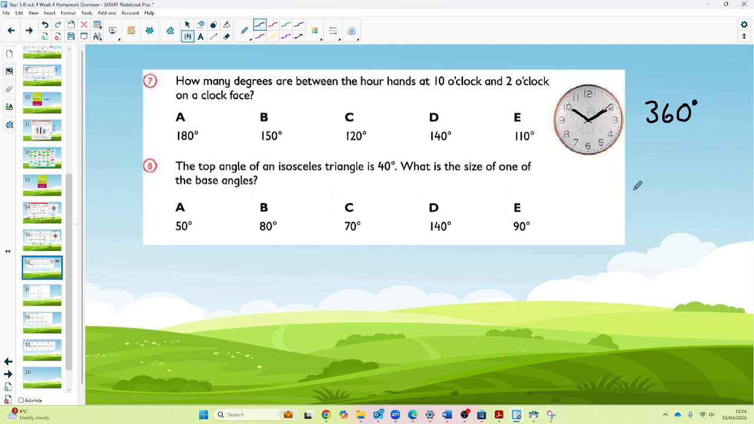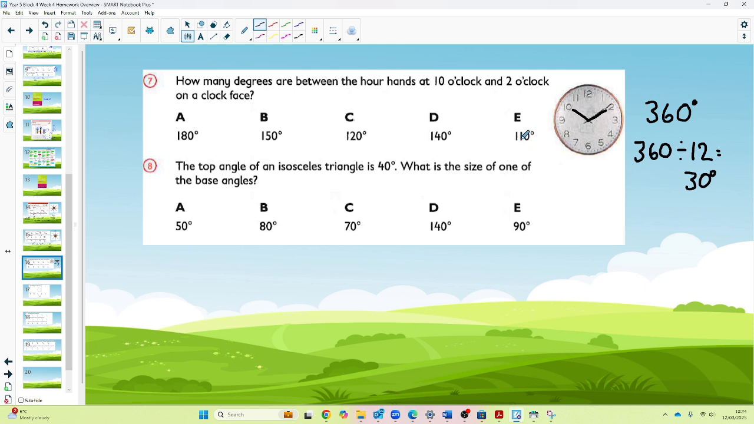Now, what would be quite useful here is to know how many degrees there are between the different numbers on the analog clock. So if we do 360 divided by 12, that will give us 30 degrees. And that means that between each of the numbers, it's 30 degrees.